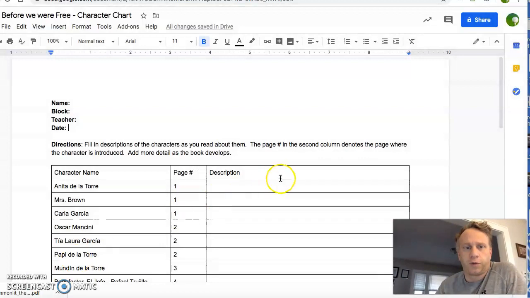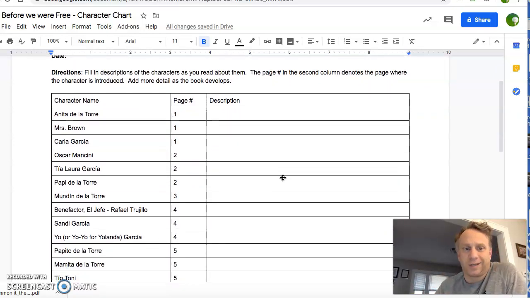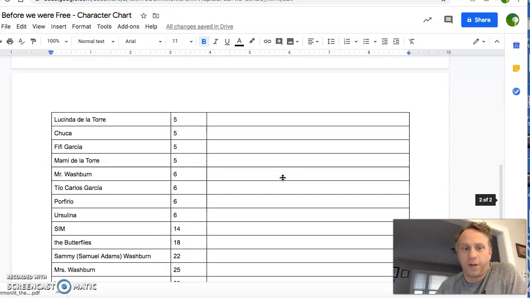The first piece is what's on the screen now, which is a list of the characters. There are a ton of characters in this book, and although I really enjoy this book, and I think a lot of people really enjoy this book, it can get frustrating that they keep on throwing names out and throwing names out.